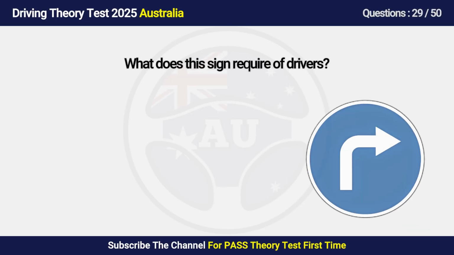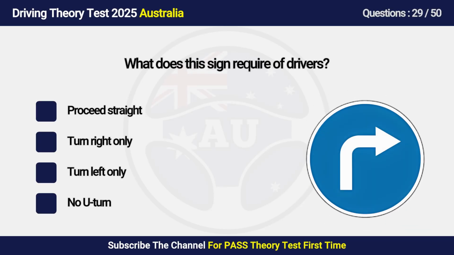Question 29. What does this sign require of drivers? A. Proceed straight. B. Turn right only. C. Turn left only. D. No U-turn.